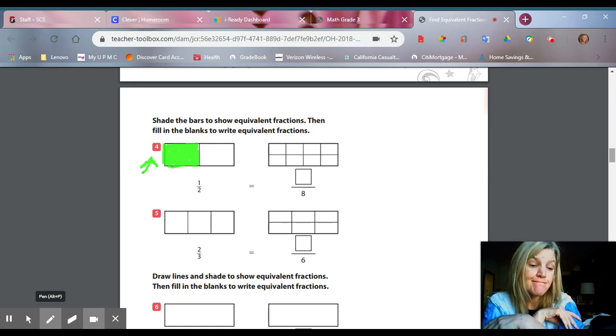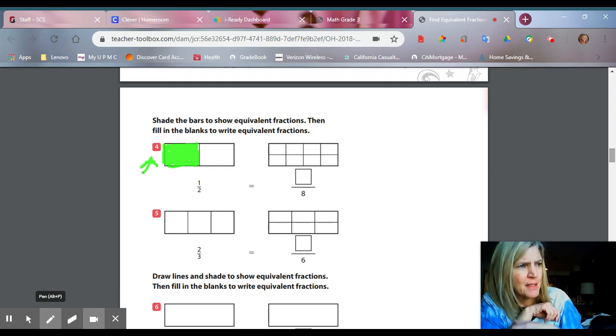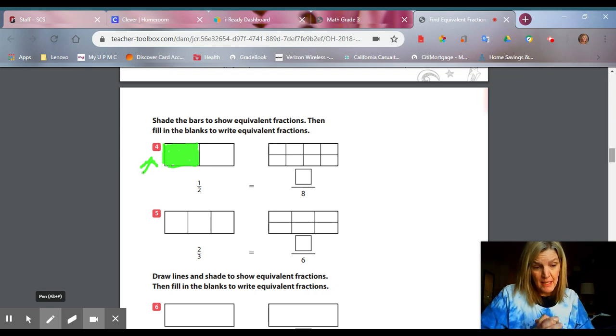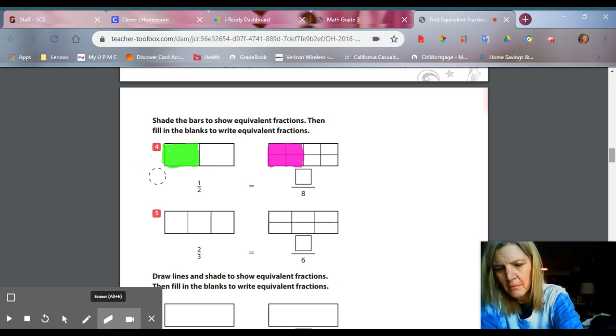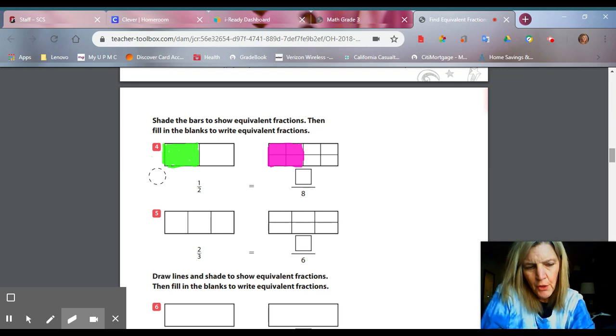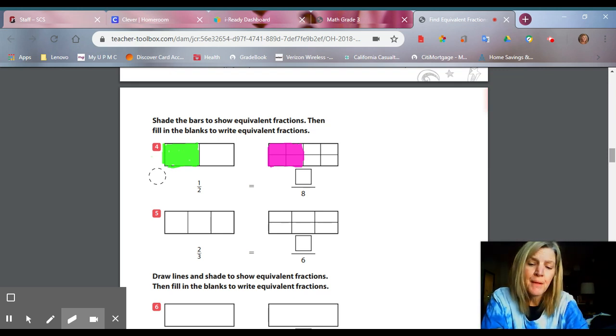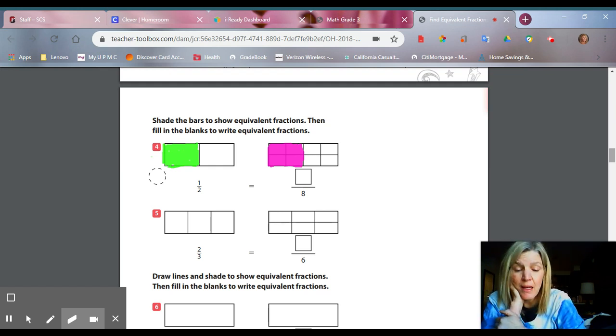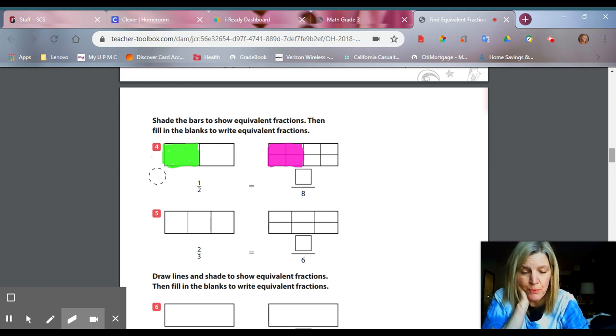Any ideas? Go ahead and figure it out. Shade in what you think. Actually, go ahead and pause this video, shade in what you think, and then press play to check your answer. All right, I hope that you could see that you had to shade in 4 of those 8 boxes to have the same size area shaded in as when you have 1 out of 2 boxes shaded in.